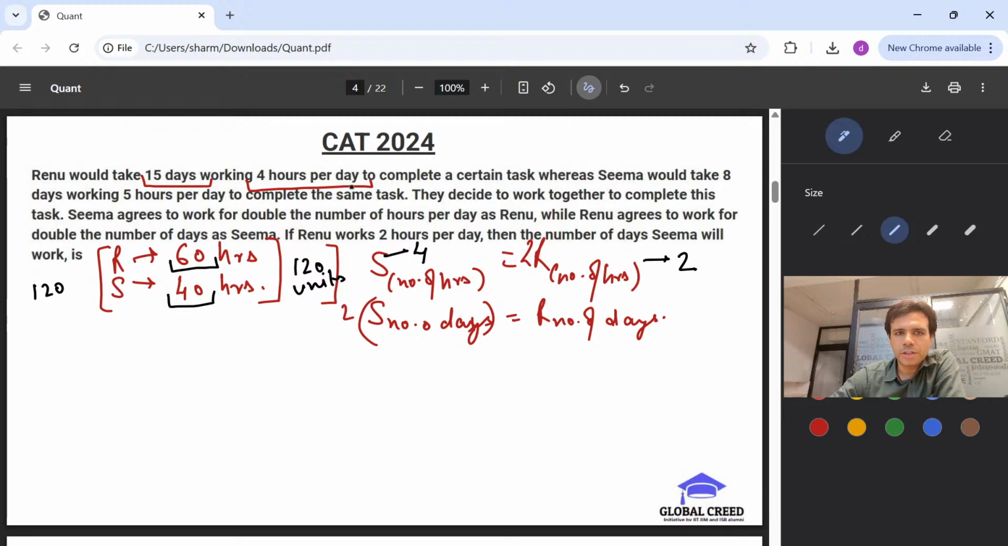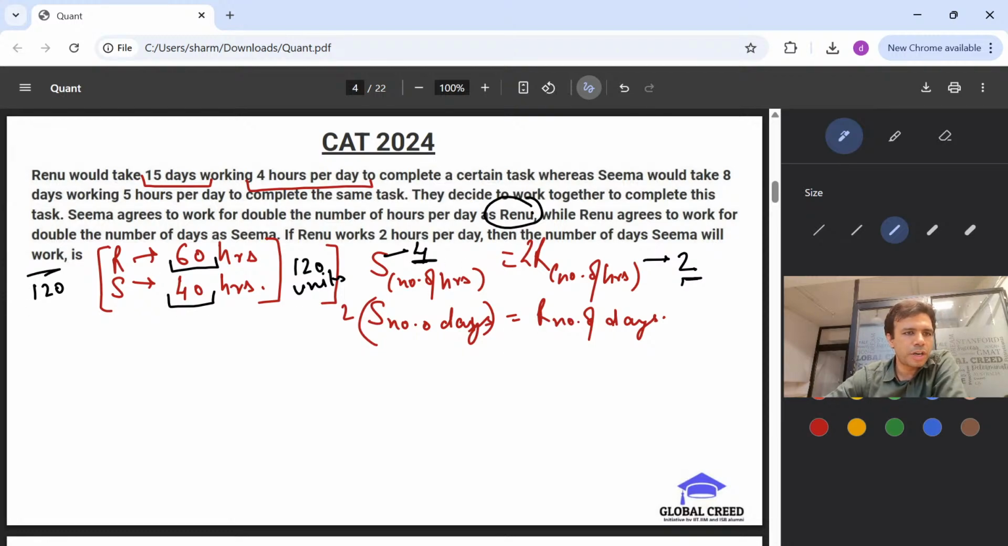Renu would take 15 days working 4 hours and Seema take 8 days and 5 hours per day to complete the same task. They decide to work together to complete this task. Seema agrees to work for double the number of hours per day as compared to Renu. तो Renu अगर 2 hours work कर रही है तो Seema 4 hours work करेगी every day, while Renu agrees to work for double the number of days as Seema. So Renu double number of days करेगी Seema के.